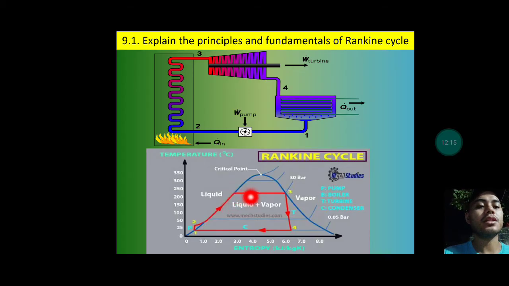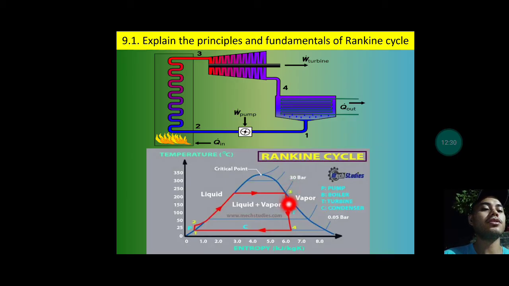So in this case, it is wet steam. So it is like a liquid with vapor. So it is wet steam, and then it goes to number 3, where it is turned into dry steam. So that dry steam will be the one that will push the turbine to rotate.